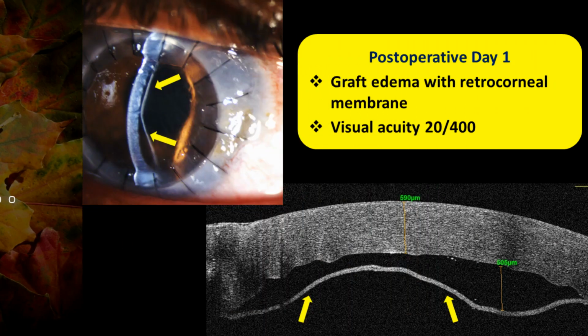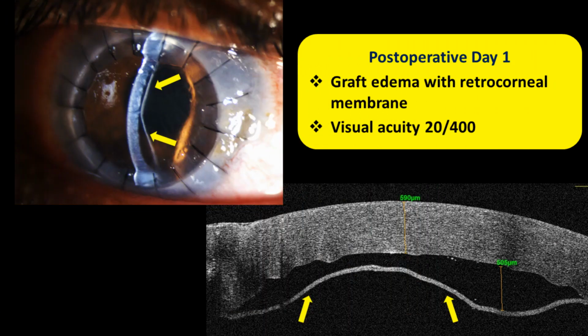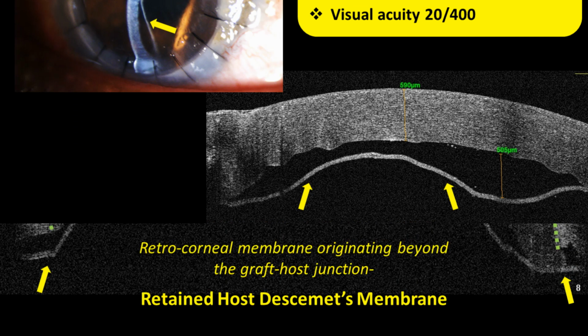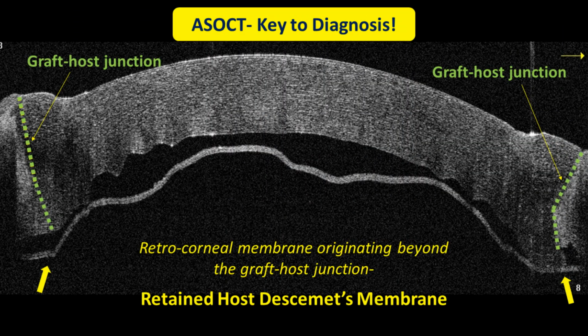On postoperative day 1, the uncorrected visual acuity was 3/60 and a double anterior chamber was observed on slit lamp examination due to the retrocorneal membrane. ASOCT helped to confirm the diagnosis of retained host Descemet membrane, as the second membrane originated peripherally from beyond the graft-host junction.